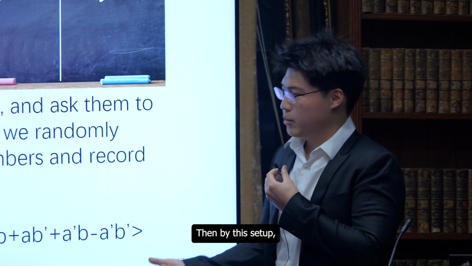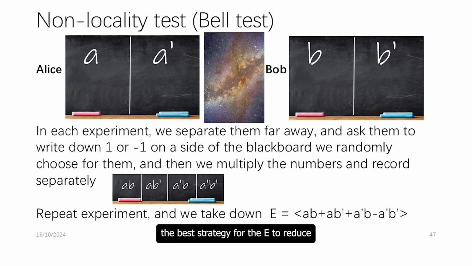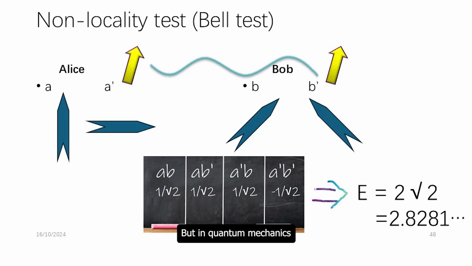Then by this setup, you can see that classically, the best strategy for E to reach its maximum is just everyone writes 1 on either side of the board. So then the maximum of E will be 2. But in quantum mechanics, it can be different, because before Alice and Bob are separated, we can prepare them with a pair of entangled qubits I just prepared.